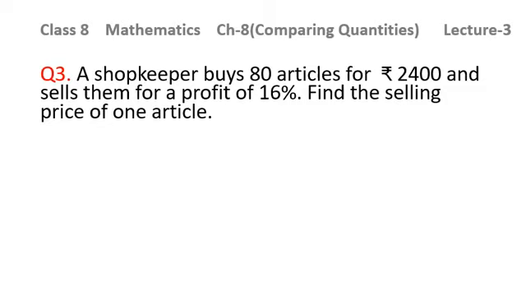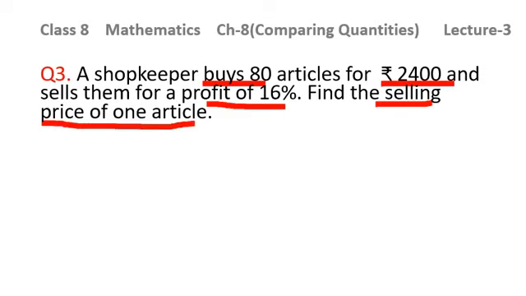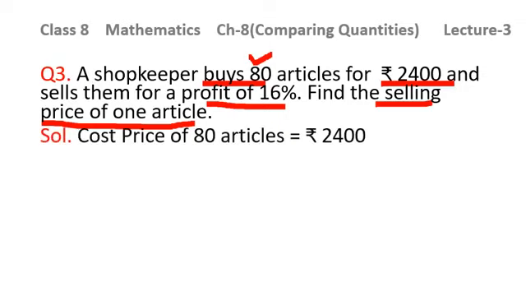Coming to question number 3, a shopkeeper buys 80 articles for rupees 2400. Here the cost price of 80 articles is given to you, and he is selling them at a profit of 16%, and we need to find the selling price of one article. Here the number of articles are 80, so we need to be careful about this, and we want the SP of one article only. So solution will be cost price of 80 articles, it is given to us, that is 2400.